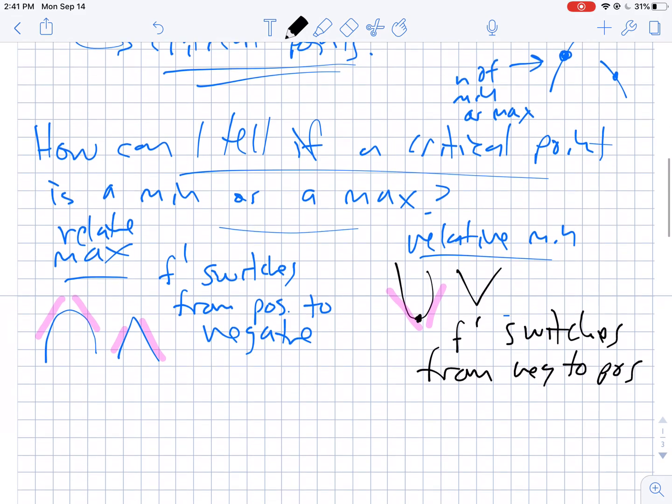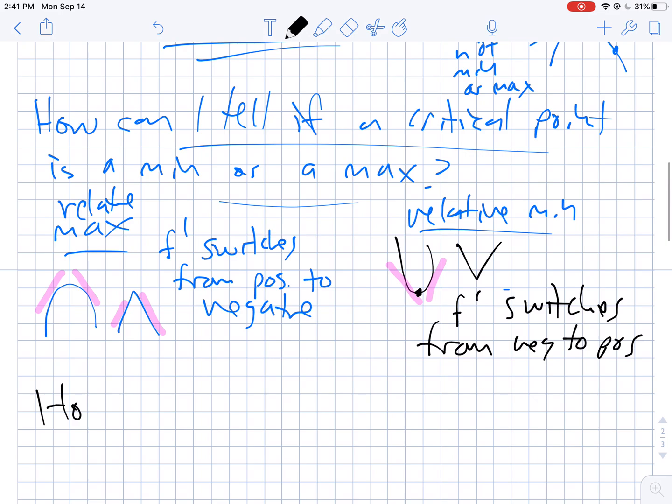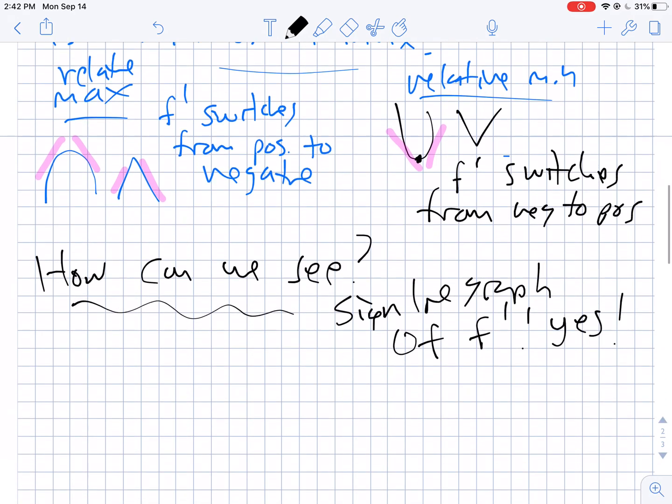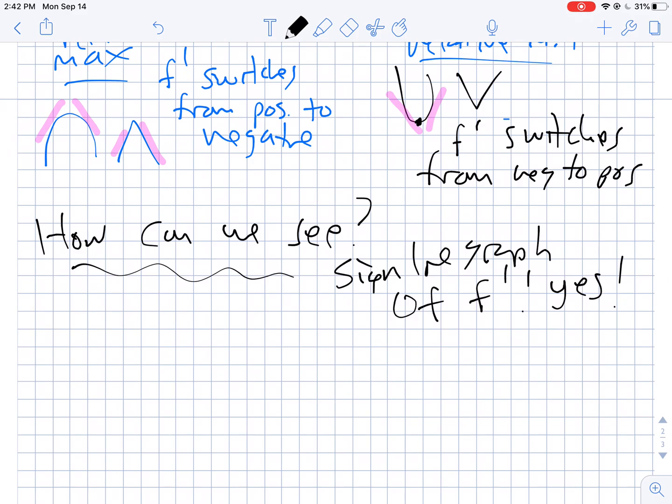Okay, so how can we see where the derivative is switching from a positive to a negative or vice versa? If only we had a tool that told us where a function was positive or negative. Oh my God, we do. We make a sign line graph of f prime. Yes. Okay, so that's the key. A sign line graph is going to tell you whether your derivative is going positive to negative or negative to positive. Now we'll get to that eventually.